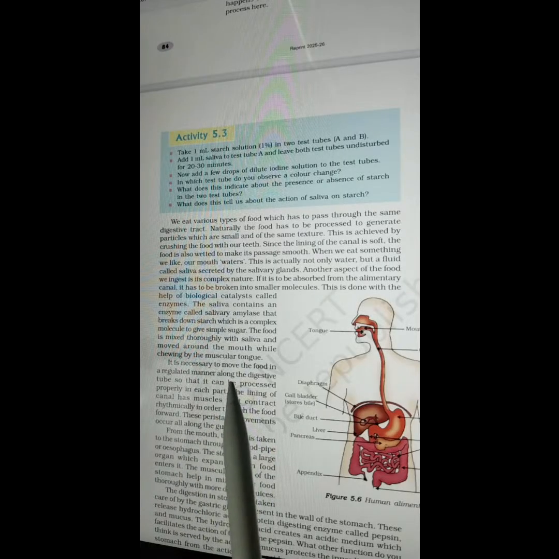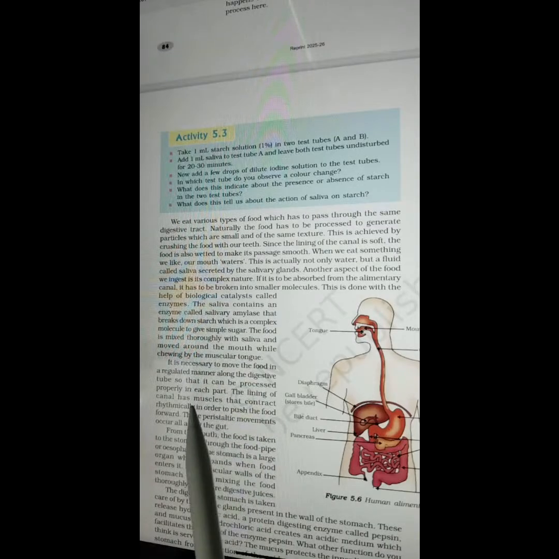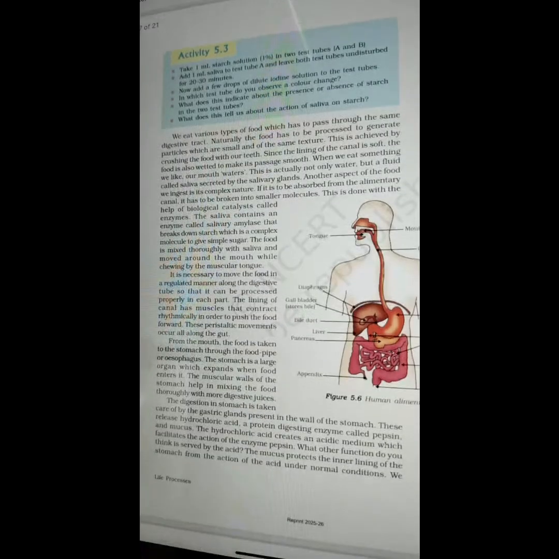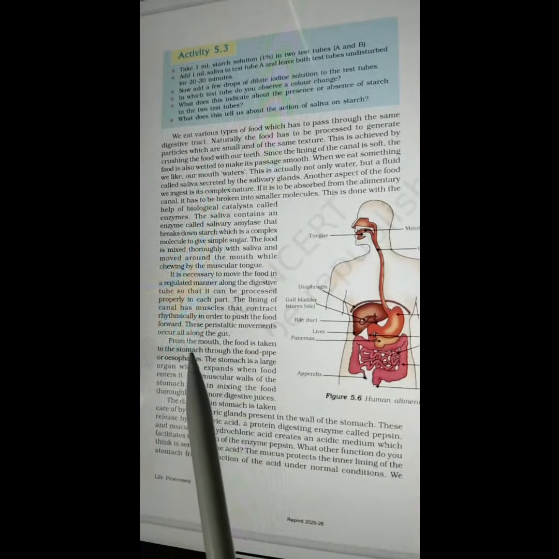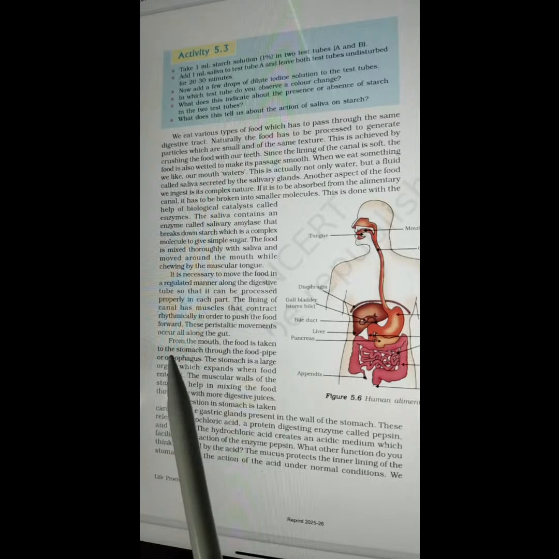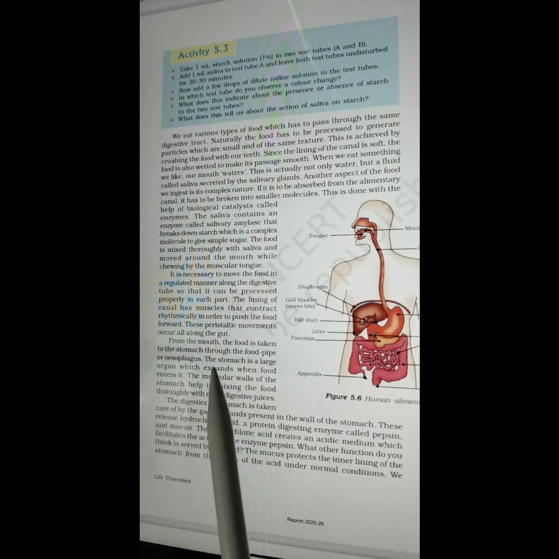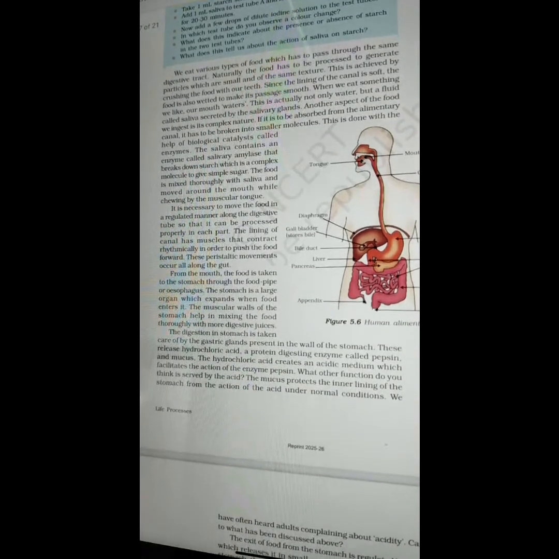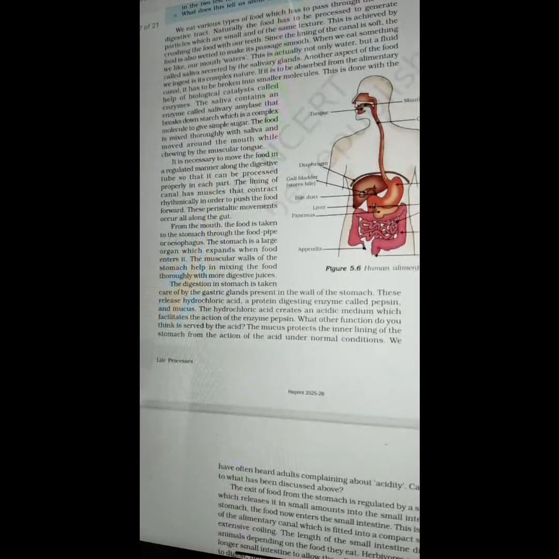It is necessary to move the food in a regulated manner along the digestive tube so that it can be processed properly in each part. The lining of the canal has muscles that contract rhythmically in order to push the food forward. This peristaltic movement occurs all along the gut. From the mouth, the food is taken to the stomach through the food pipe or esophagus. The stomach is a large organ which expands when food enters it. The muscular walls of the stomach help in mixing the food thoroughly with more digestive juices.